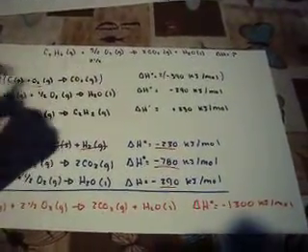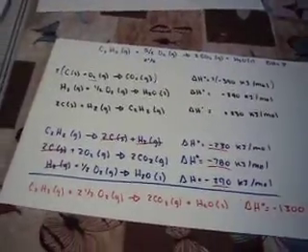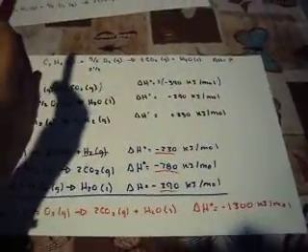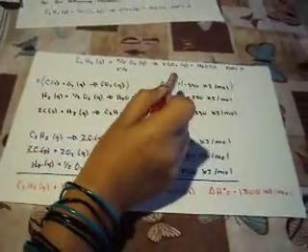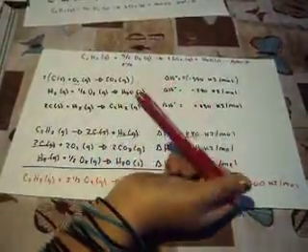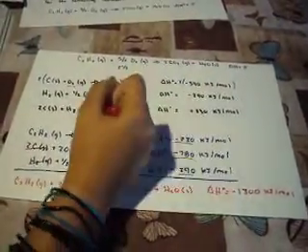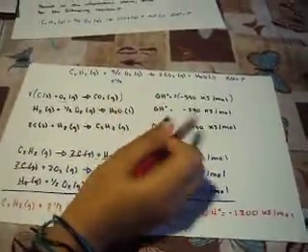It's really simple. Don't get scared of the really big fraction numbers if they have some. Remember to always, when you multiply something in the reaction, multiply the H, the enthalpy change, as well. And whenever you flip a reaction, always flip the sign as well.